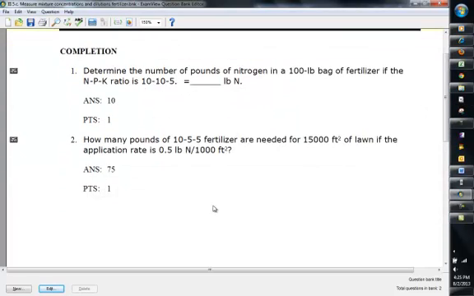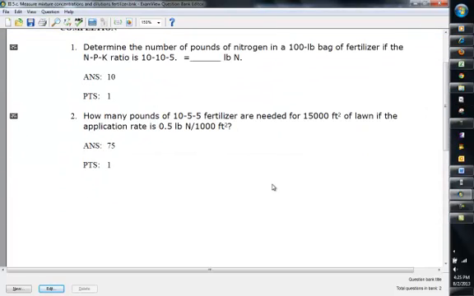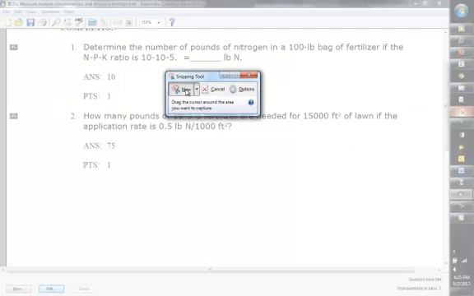Next one. How many pounds of 10-5-5 fertilizer are needed for a 15,000 square foot lawn if the application rate is 0.5 pounds of nitrogen per 1,000 square feet?